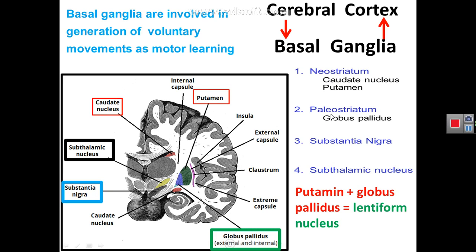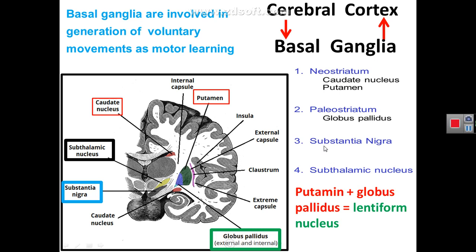The second part of the basal ganglia is called the paleostriatum. Paleo means old. This part of the basal ganglia is also seen in lower vertebrates having a less developed brain compared to humans. The paleostriatum includes the globus pallidus part of the lentiform nucleus. We said that all this triangular gray matter is the lentiform nucleus, formed laterally by the putamen and medially by the globus pallidus.